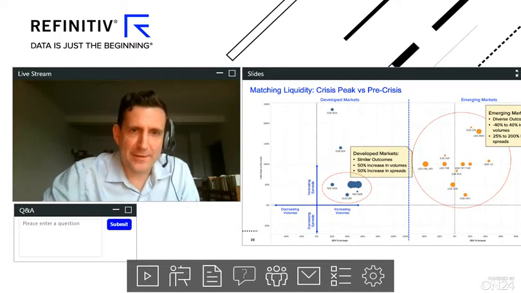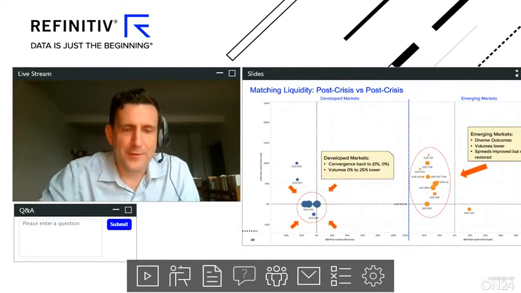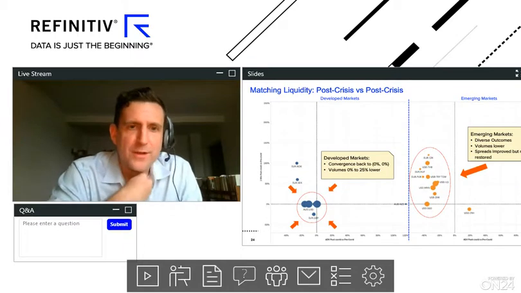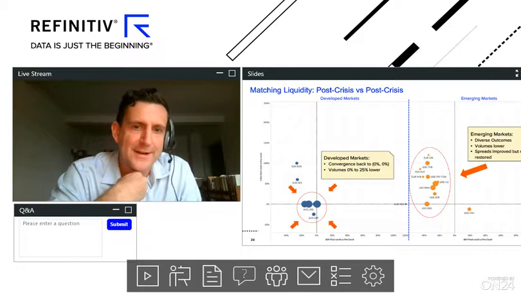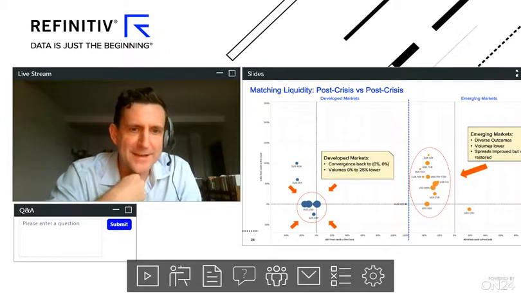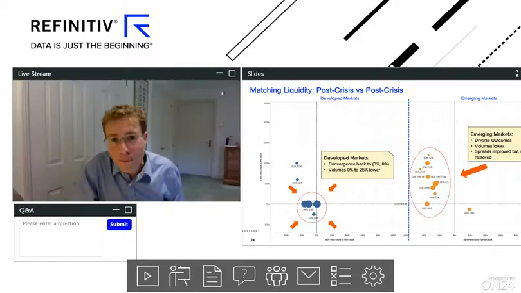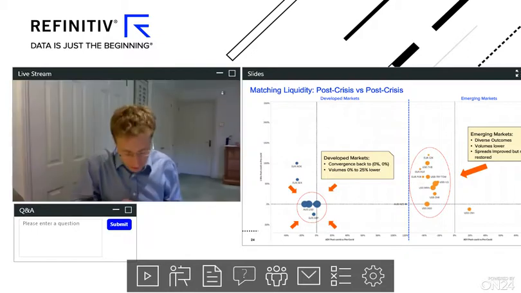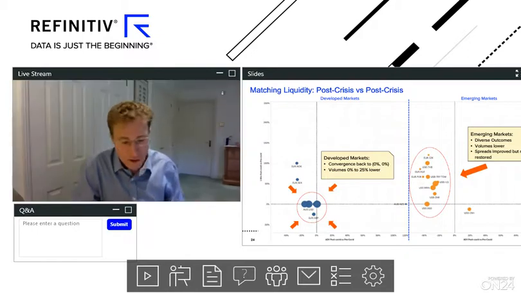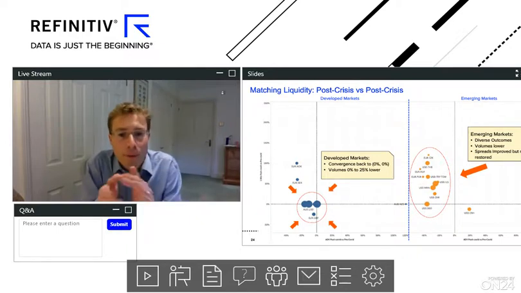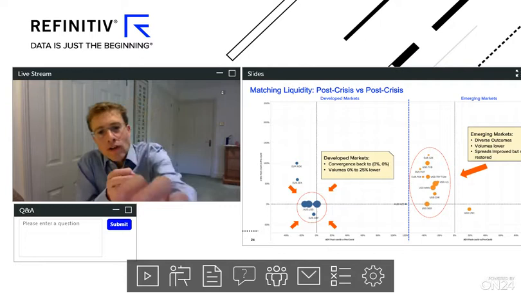Let's move to the next slide, which is a look at the movement from the peak of the crisis to the post-crisis. Do you want to speak to this again, Neil? Sure, and I'm sorry, there's a typo in the slide title. What we're actually looking at here is how the markets after the crisis compare to the markets before. So it's pre versus post. Apologies for that.